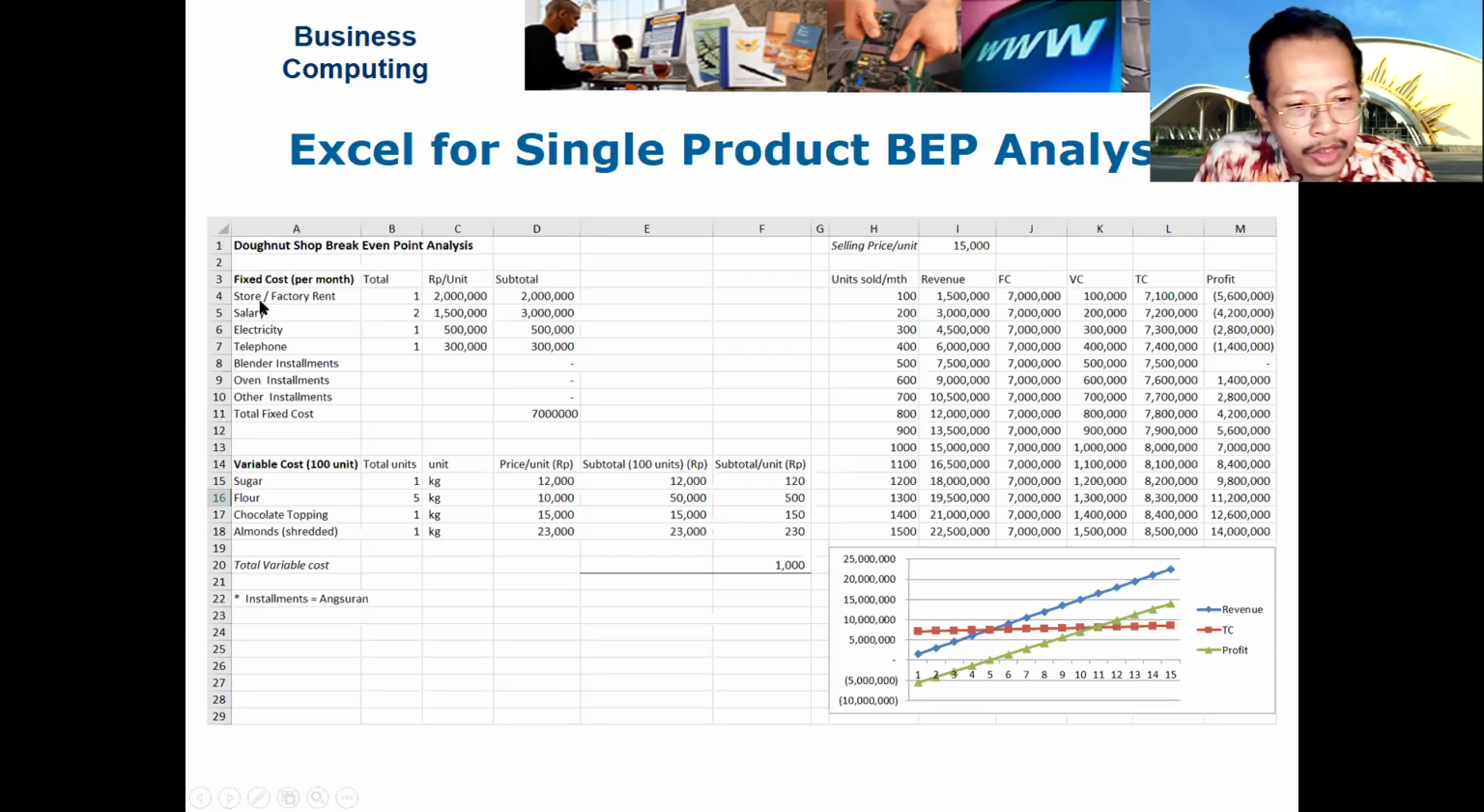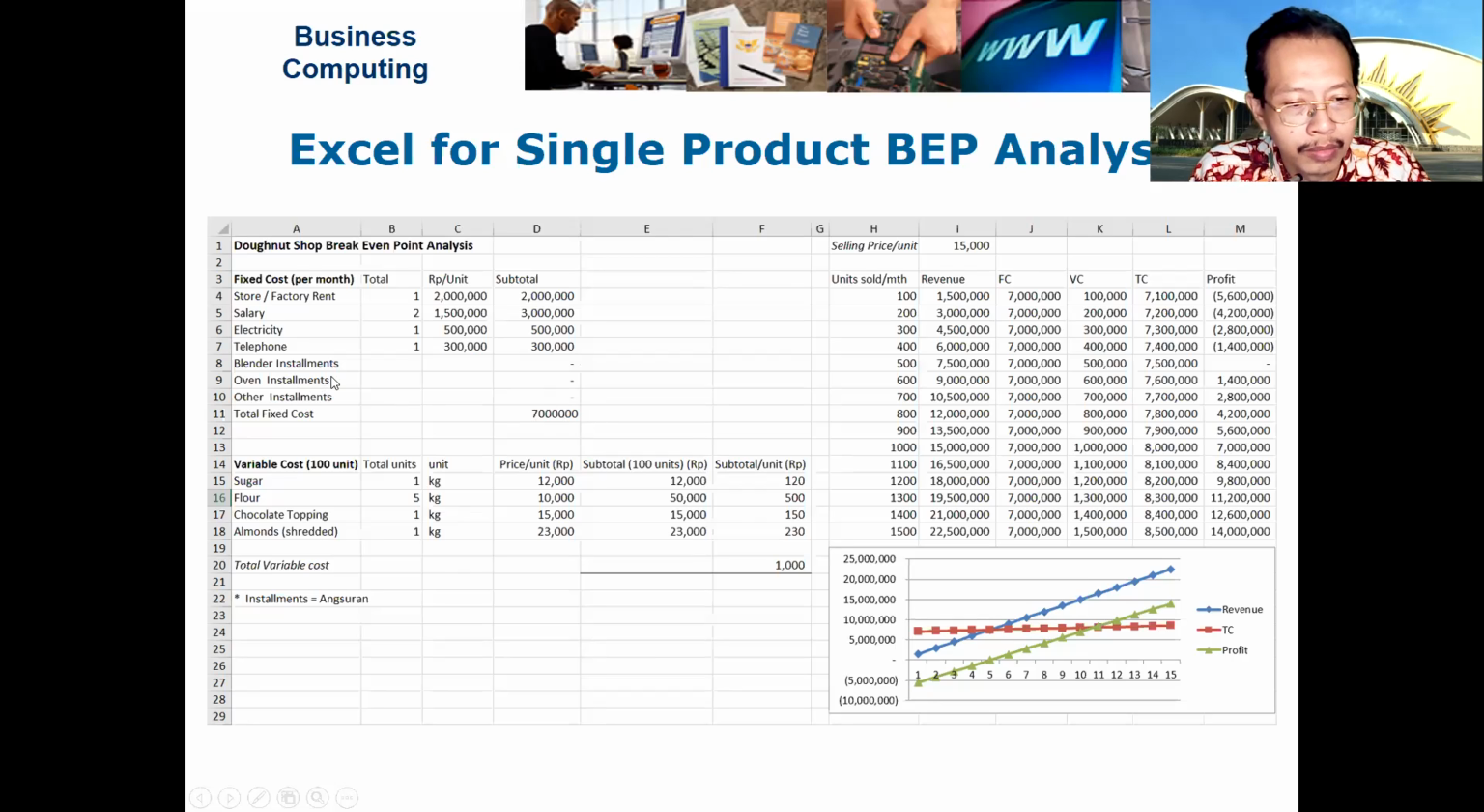Okay, so here the fixed cost would be, let's say, the factory or the store rent, 2 million per month. So this is a routine payment that you have to make per month. Salaries, let's say there are 2 workers, they get paid 1.5 million. This is actually under the regional salary. And then this is 3 million. For the electricity, you have to pay 500,000 per month, telephone 20,000, and so on, right? So you get a total of 7 million.